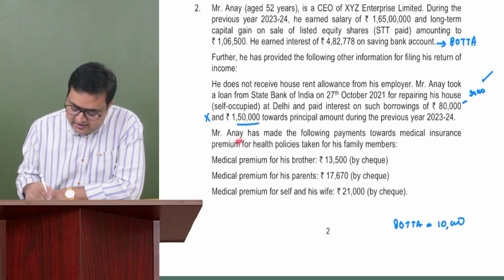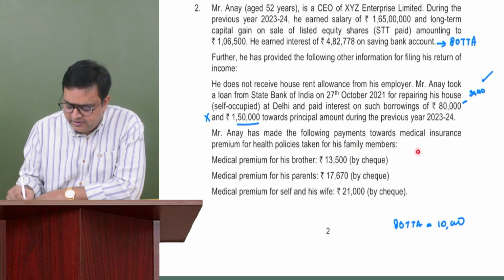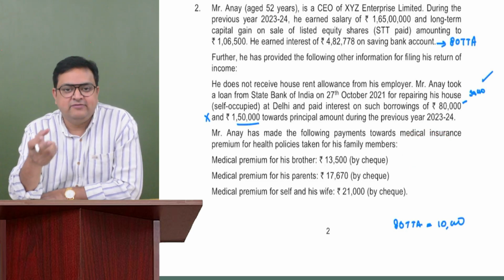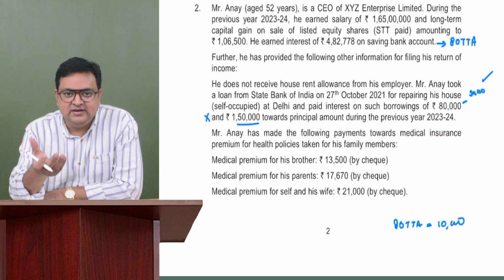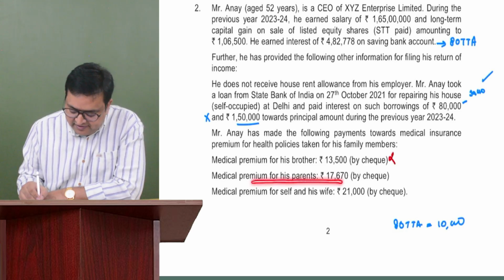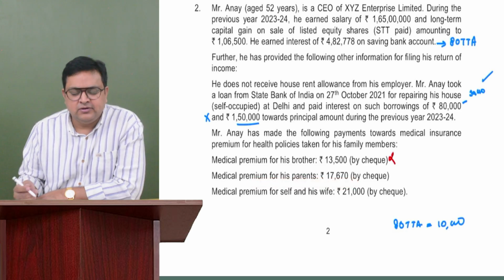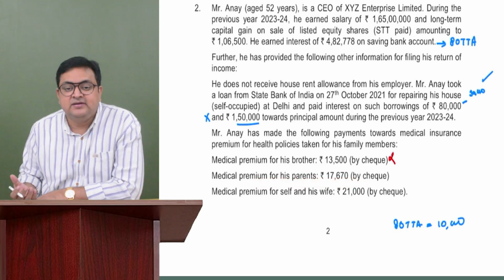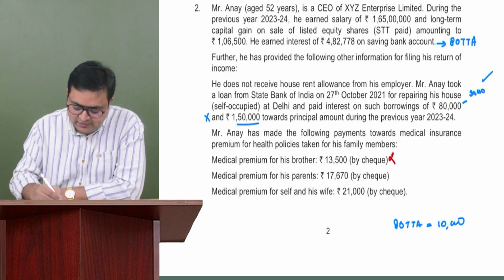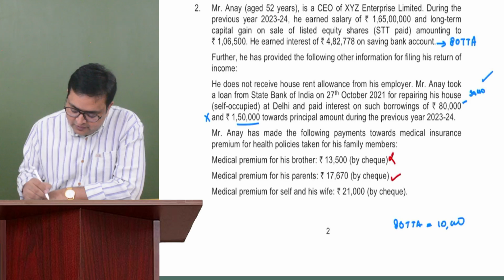Then Anay has made the following payments towards medical insurance for the health policies taken for his family member. They are talking about 80D. What is the limit for 80D? See, for self, spouse, and dependent children, it is 25,000. For parents, again 25,000, and if they're senior citizens, then it can go to 50,000. Medical premium for his brother, no. 80D doesn't allow for brother. Medical premium for his parents, 17,670, that is allowed. Maximum it can go to 50,000 if the parents were senior citizens, but it is not even more than 25,000, so we don't have any issue with it.